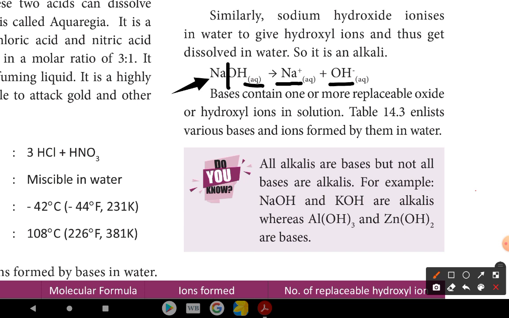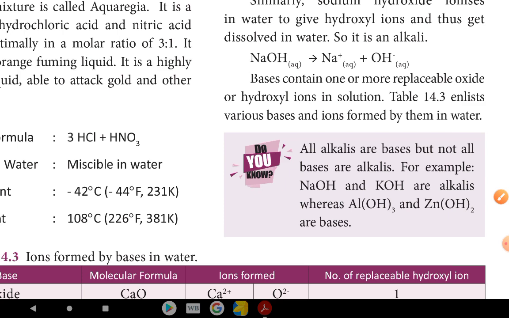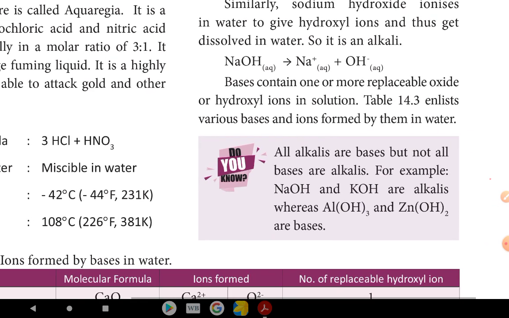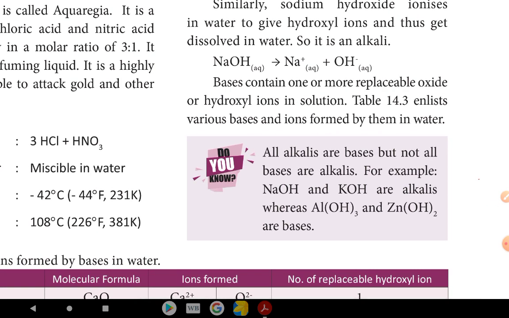So when it is dissolved in water, this base will give out Na plus ions and OH minus ions, two charged particles. One will be positive and the other one will be negative. Actually NaOH is a neutral compound. So when it ionizes in water, it gives Na plus and OH minus. Especially since it is a base, it will form OH minus.